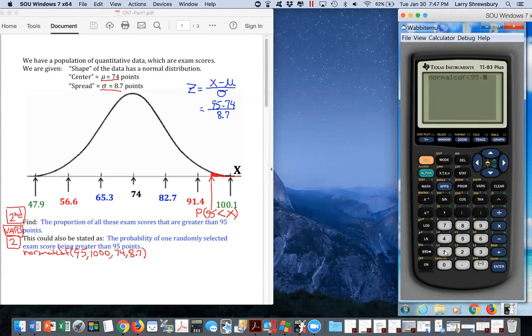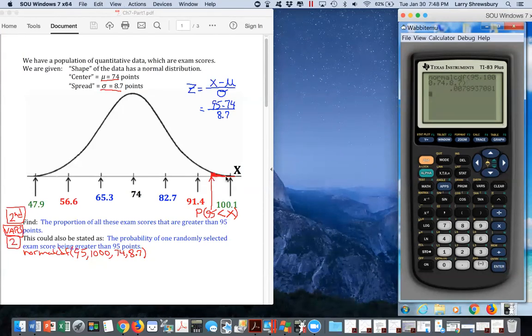Then anything really big, whatever you want to use that's really big, way more than 100. 1 E 99, comma. Then we put in our center, which is the population mean, comma. Then our spread, which is the population standard deviation, 8.7. Right parenthesis, that's above the 9 key, and hit enter.